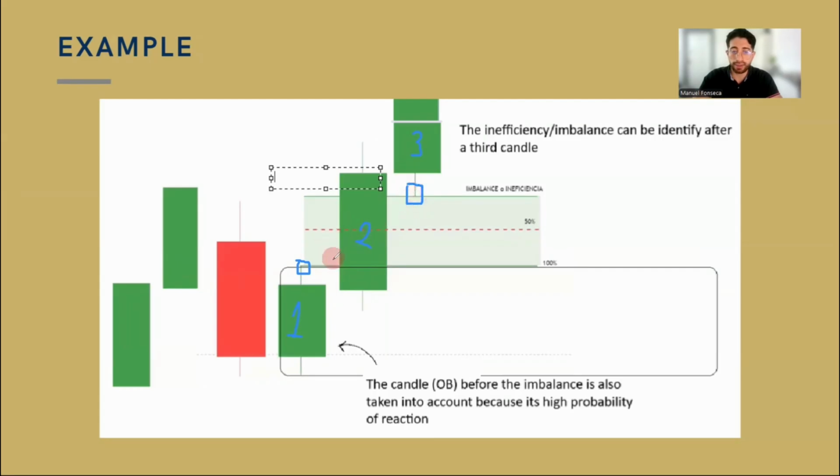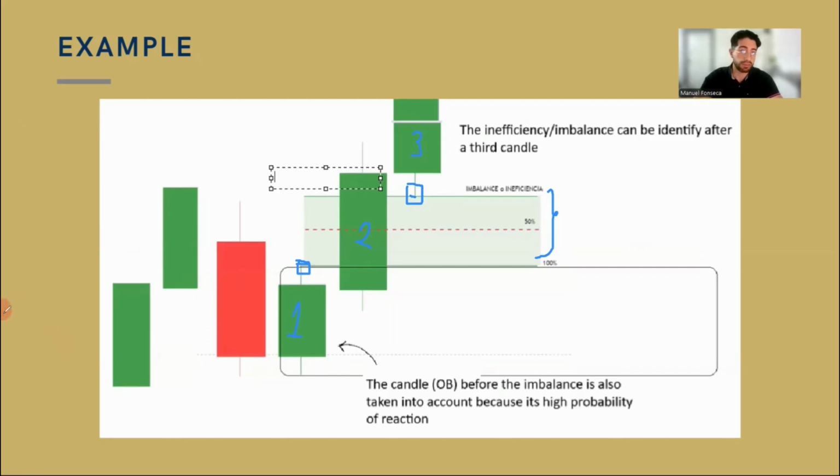The price left a gap between this candle wick and this candle, and all this area is called imbalance, or inefficiency. Sometimes when people understand the concept of order blocks, they're always waiting for the price to have a reaction at the order block, and sometimes the price gets really close to the order block and then just goes down or keeps going in the price direction.